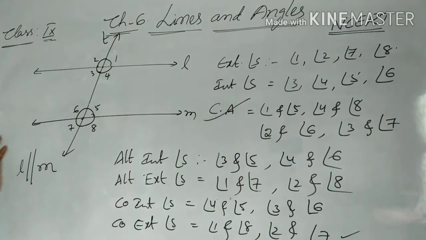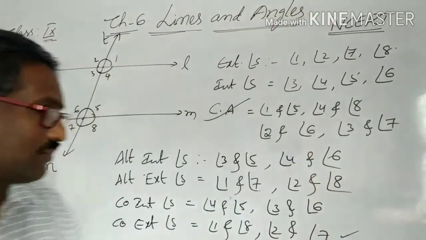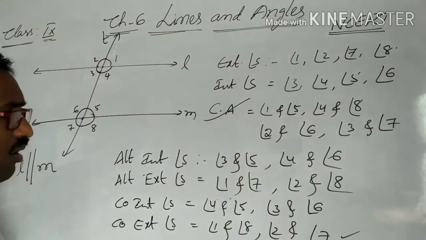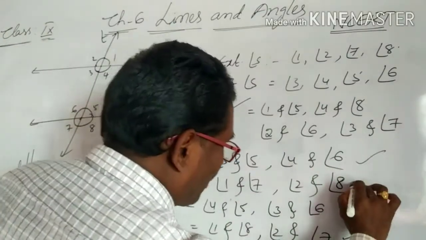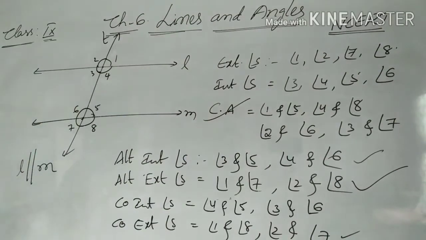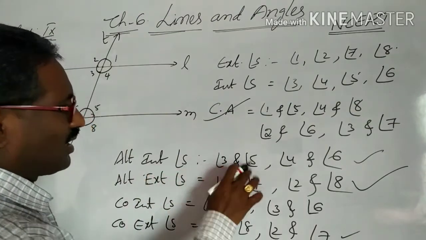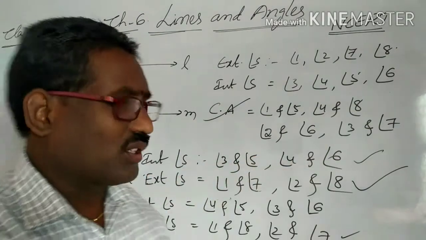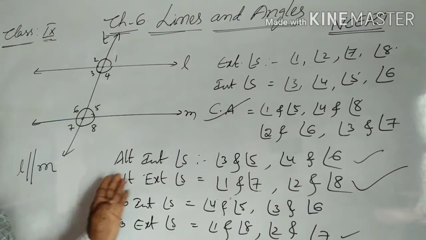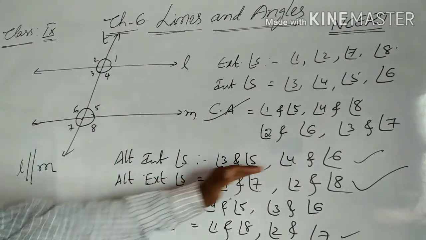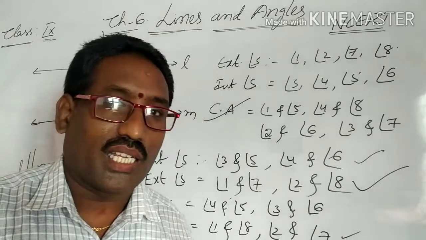If the two lines are parallel, corresponding angles are equal, alternate interior angles are equal, and alternate exterior angles are also equal. Understand? That means alternate interior angle 3 is equal to angle 5, angle 4 is equal to angle 6. Alternate exterior angle 1 is equal to 7, angle 2 is equal to 8. These angles are all equal.